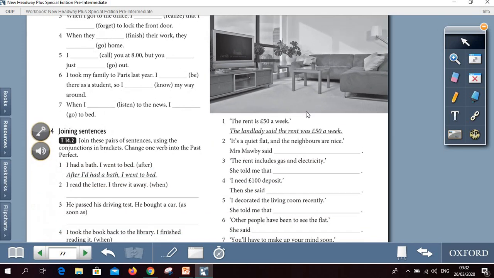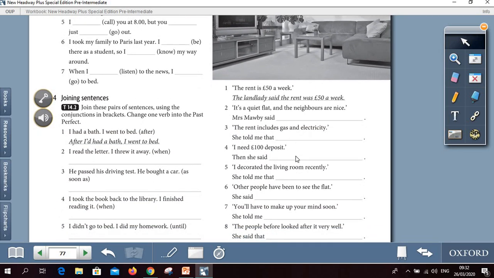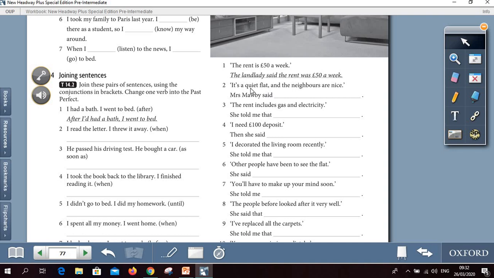Report the sentences. Of course, we have to make the necessary changes that are about the tense of the verb and the pronouns if needed. Move from the direct speech to the reported one.